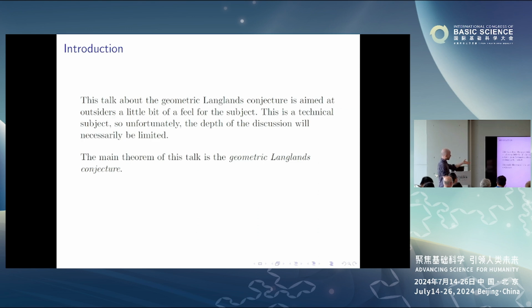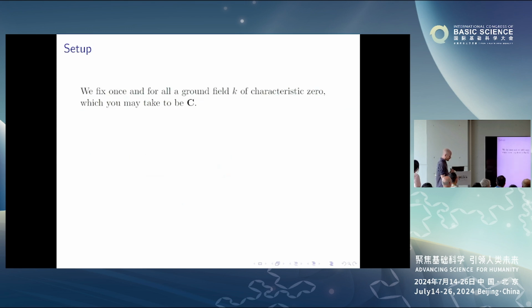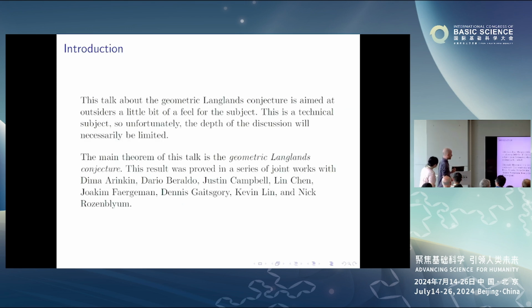The main theorem of today's talk is called the geometric Langlands conjecture. This is a result that was proved in a series of joint works with many people: Dima Arinkin, Dario Beraldo, Justin Campbell, Lin Chen, who's here, Joachim Faergeman, Dennis Gaitsgory, Kevin Lin, and Nick Rozenblyum. I'm not going to be a stickler about attributions going forward. That's my once and for all. The big stuff is them.